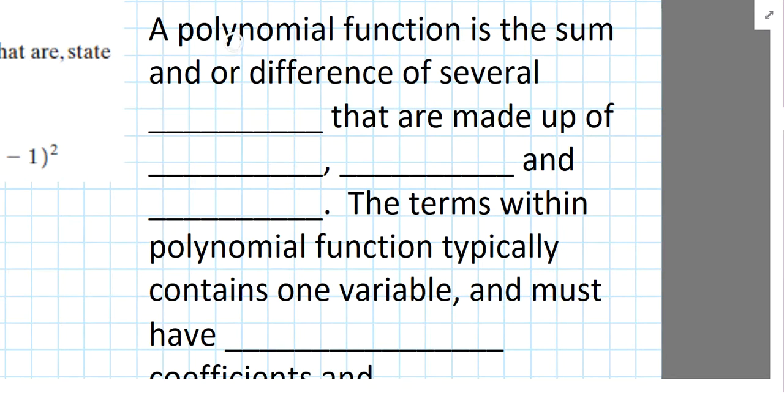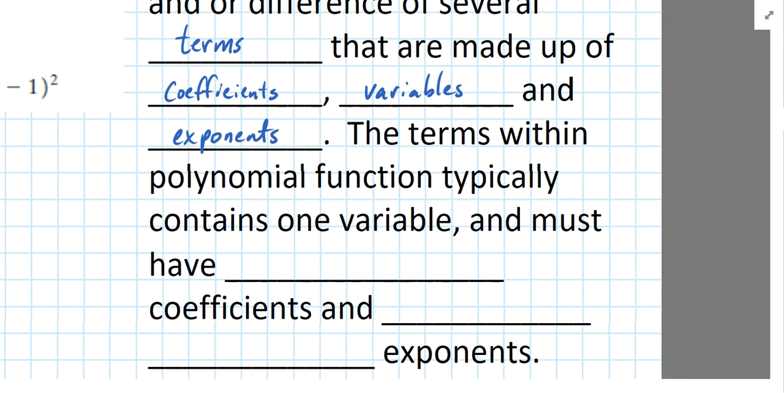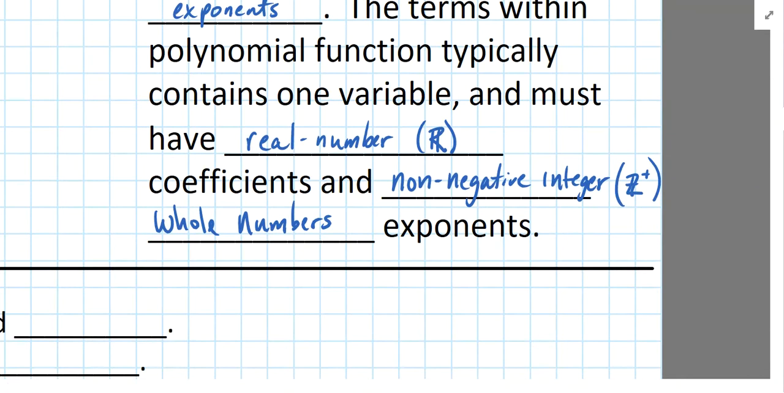So let's start off by reminding ourselves a polynomial function is the sum and or difference of several terms that are made up of coefficients, variables, and exponents. So each term contains a coefficient, a variable, and an exponent. The terms within a polynomial typically contain one variable and must have real number coefficients and non-negative integer exponents. Non-negative integers are also known as whole numbers, so therefore our exponents must be whole numbers.